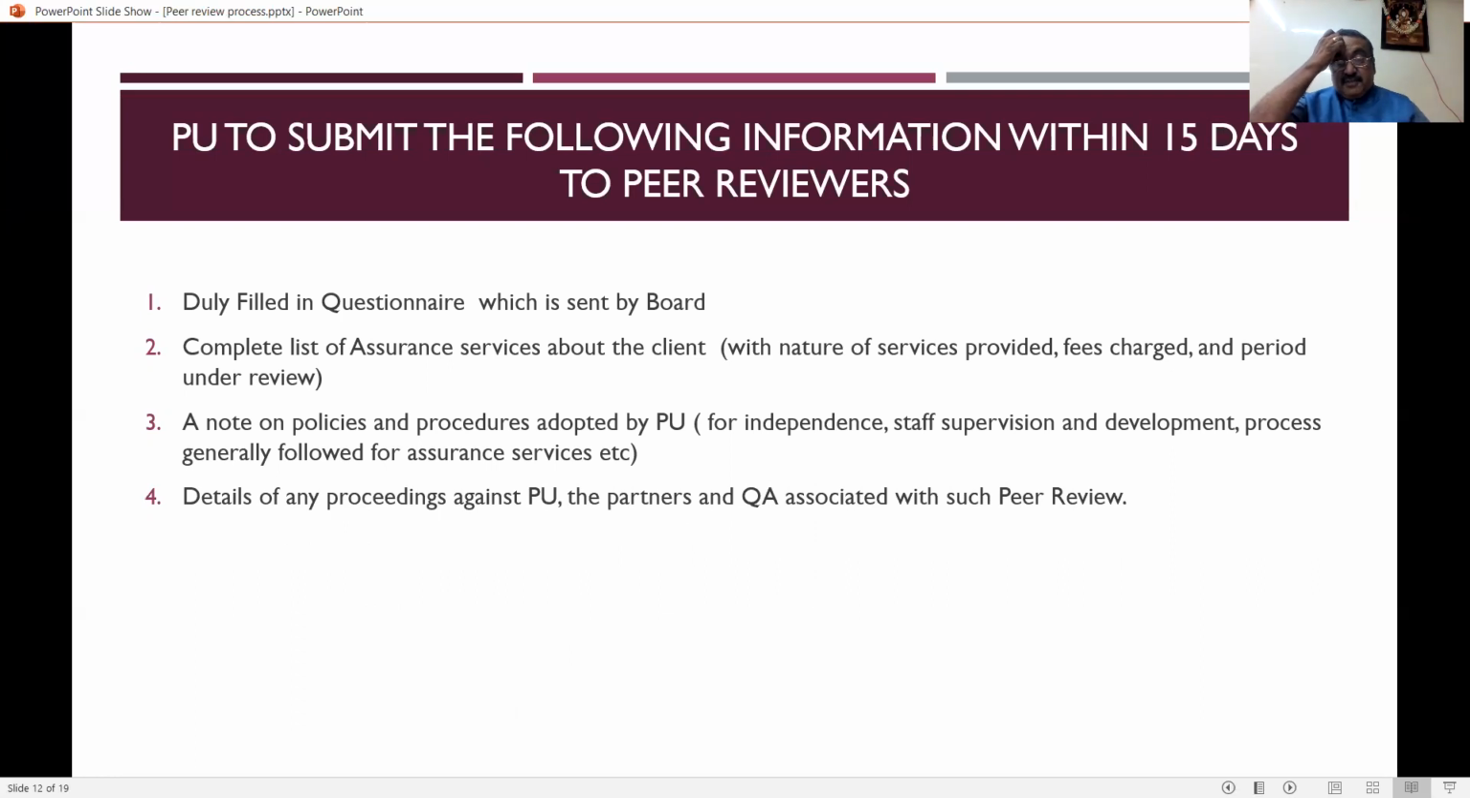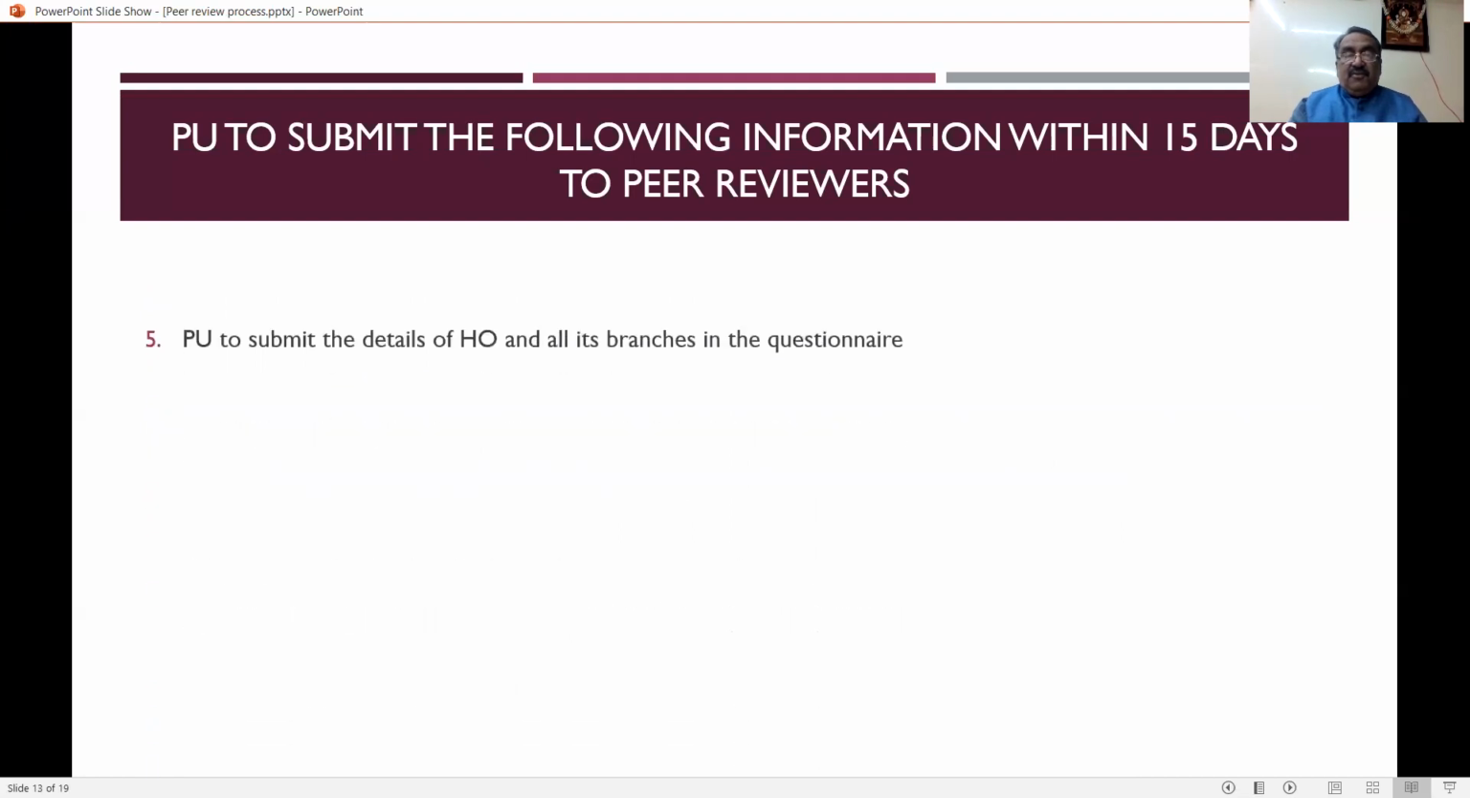Suppose there are any proceedings pending, if there is anything wrong against the practice unit, they have to give all the proceeding details to the peer reviewers about the practice unit, the partners, and the qualified assistants. And after this, the peer reviewer has to plan and do it.